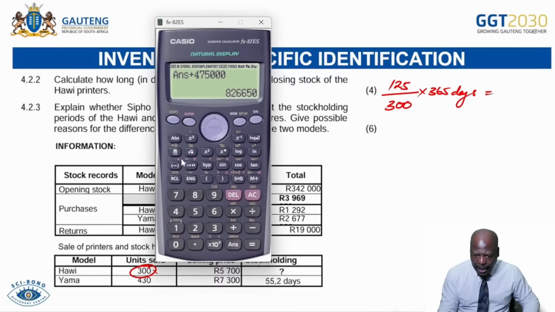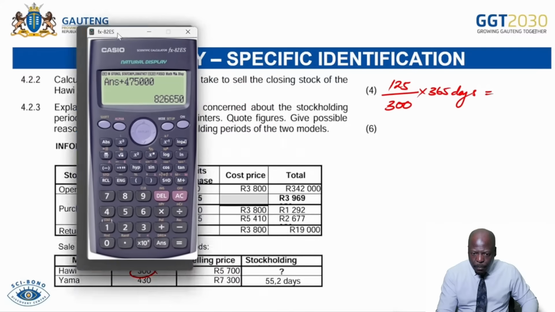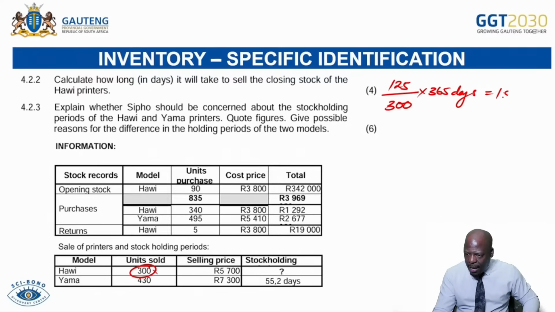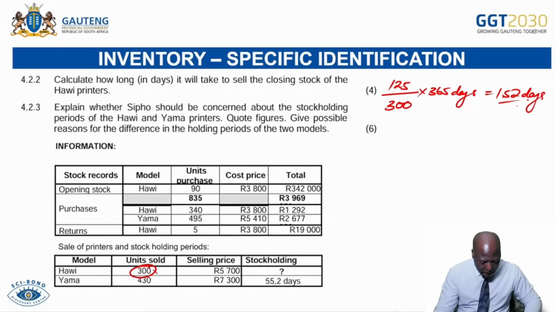So let's put it on the calculator. We say it is 125, and we divide it over 300, and we multiply that by 365 days, and that is going to give me 152 days. So I come here, that's my 152 days over there. Okay, and then let's go on to the next question.